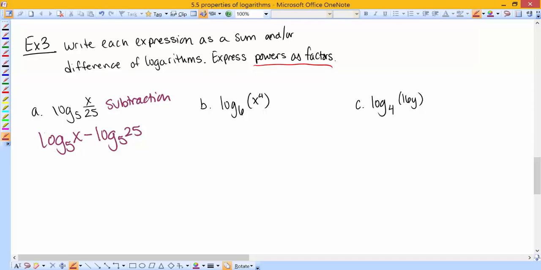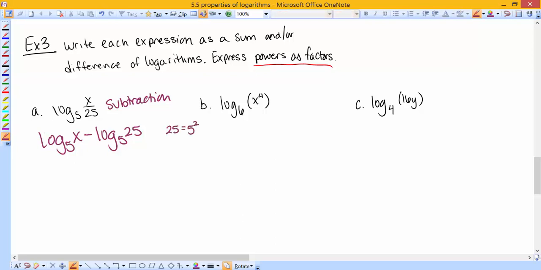And you do need to recognize that you can. If you don't, I will not give you full credit on a quiz, and on a test, you will not get any credit. So please make sure that we remember that we can simplify the log base 5 of 25.